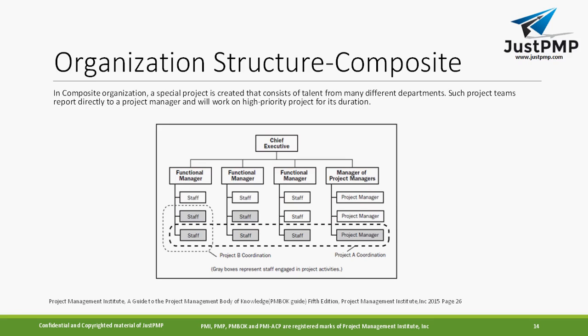The last organizational structure is the composite. In the composite organization, a special project is created that consists of talent from different departments, and such a project team directly reports to the project manager and works on the high priority project for its duration. It's a special team whose members come from different departments, and the project manager is responsible for executing that project. It's almost like a projectized structure, but the team members come from different functional divisions, like finance, marketing and HR, and they report to one manager, and the project manager is responsible for delivery of the project.